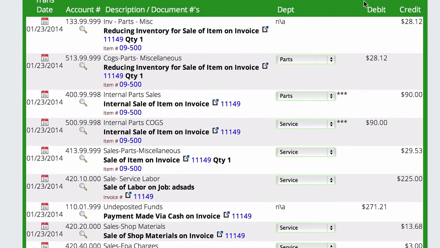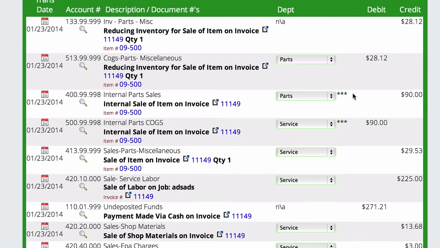The first thing is the cost of goods. So we have our inventory hit. We brought this part in for $28.12. So the cost of goods against the parts department was $28. Their cost on this part was $28.12. Anywhere you see these asterisks on an entry, this is purely a departmental hit. This will not show on your company-wide P&L, for example. It'll only show up when you're running a departmental P&L.